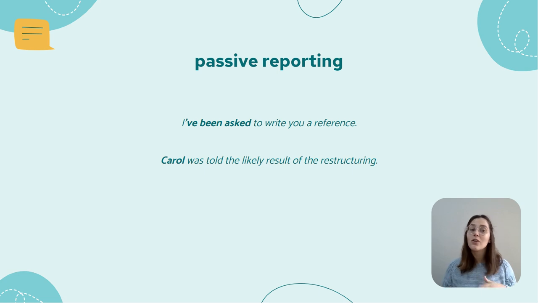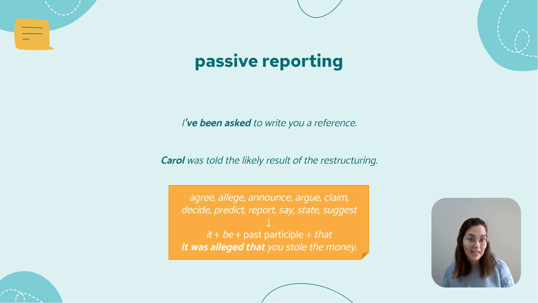Now, mind you, not all verbs accept this. For example, agree, allege, announce, argue, claim, decide, predict, report, say, state, and suggest. They don't take indirect objects. So we report them by means of it plus the verb to be, the past participle, and that. It was alleged that you stole the money.